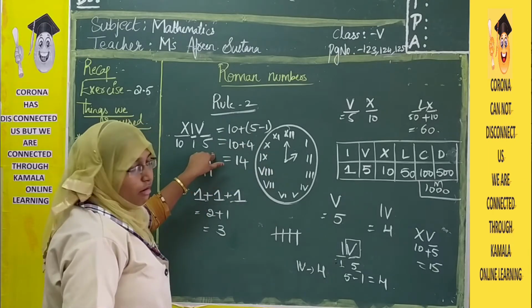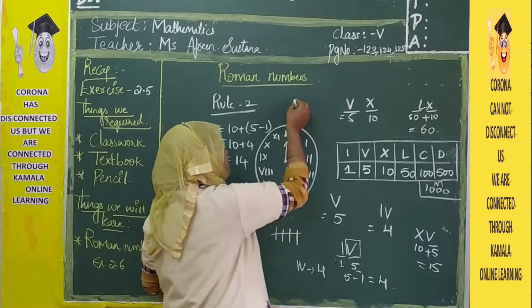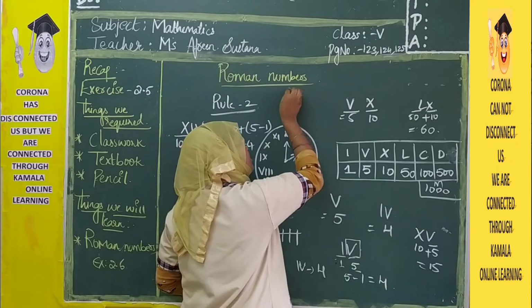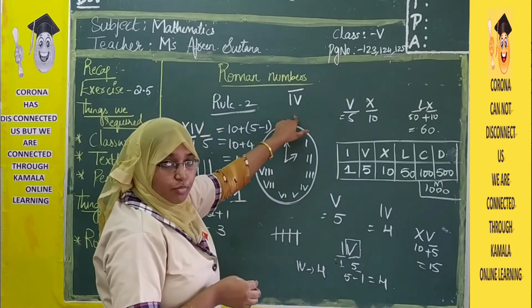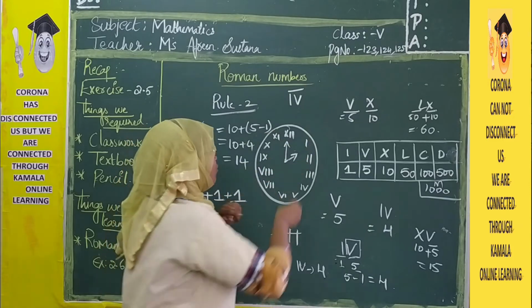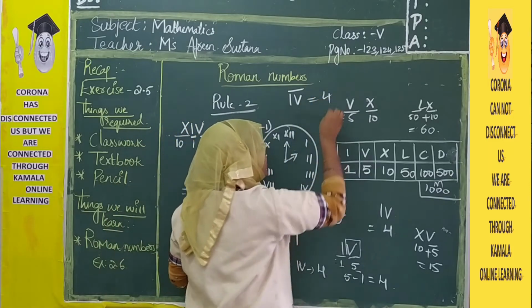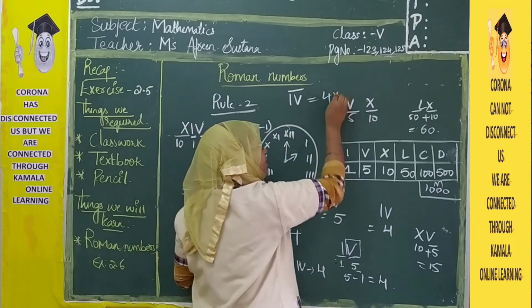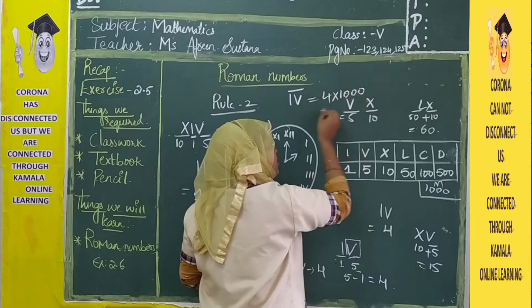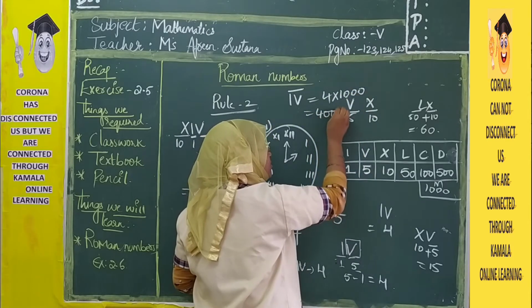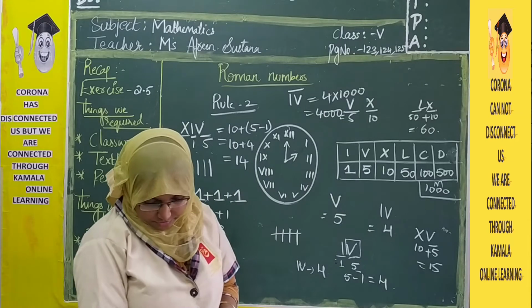This is rule number 4. What is the next rule number? If there is a bar on the Roman numeral, we will multiply that with 1000. Now this is 4, right? So as there is a bar, we will multiply the number with 1000, that is 4000. Right? Let us read it once.